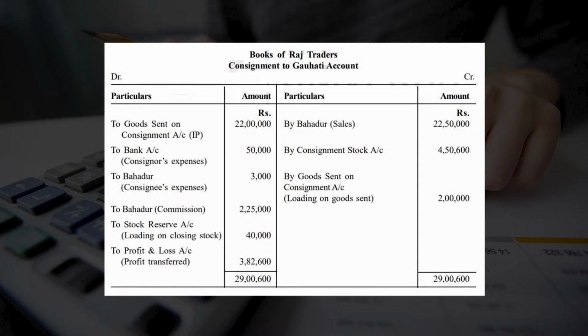As I had already told my learners, the loading amount of any item which is recorded on the debit side will be shown on the opposite side of that particular account. So here, out of 22 lakh of goods sent on consignment, 2 lakh is the loading amount, and the loading amount will be written here on the credit side. Then, to bank account, consignor expenses. These are the expenses which have been incurred by the consignor, that is 50,000.